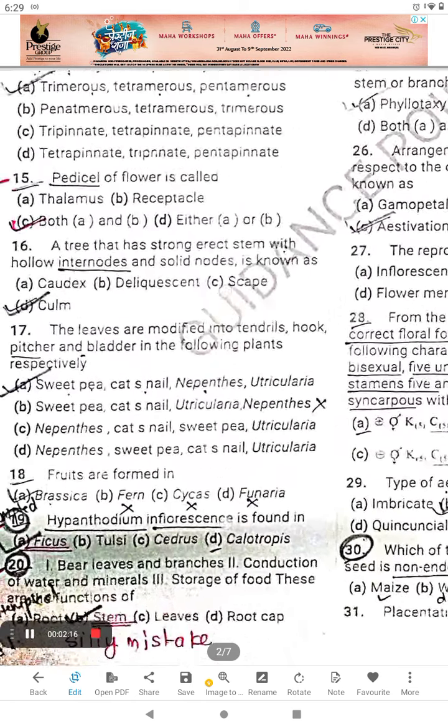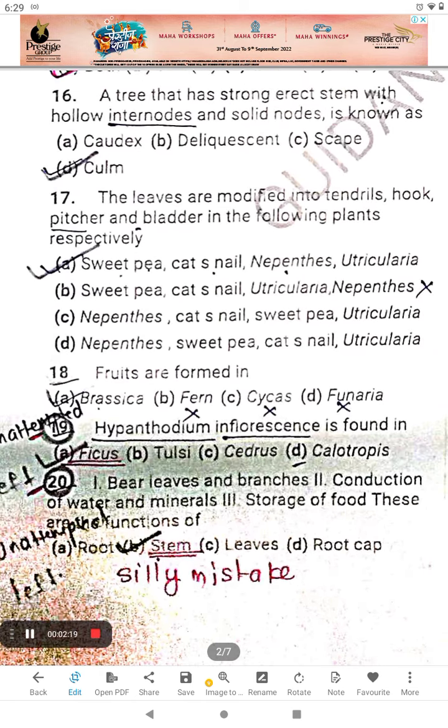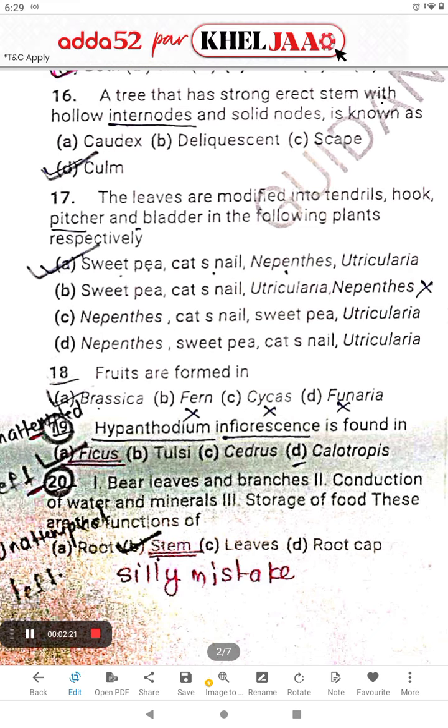Then this was the next mistake. The 19th question: hypanthodium inflorescence is found in. This is a conceptual question. It was a serious mistake; I was not knowing about this. It was A option, Ficus. Now what is hypanthodium inflorescence? Let's see about it on Google.